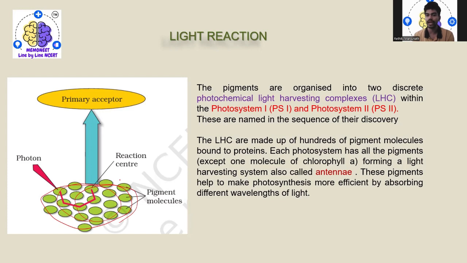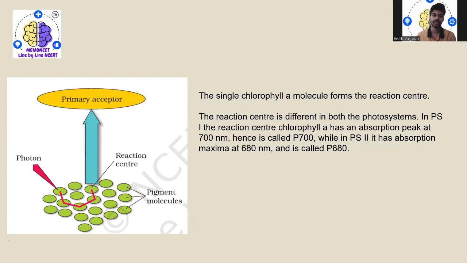They are named in the sequence of their discovery. So we have this LHC, the light harvesting complex, right? These light harvesting complexes that you are seeing here are made up of hundreds of pigment molecules bound to proteins. Each photosystem has all the pigments except one molecule of chlorophyll A. Forming a light harvesting system, they are called antennae. These pigments help to make photosynthesis more effective by absorbing different wavelengths of light. So this is all about the light harvesting.